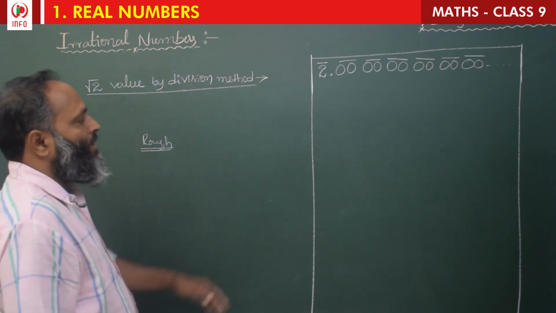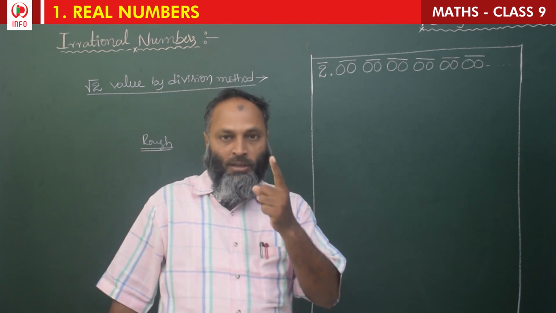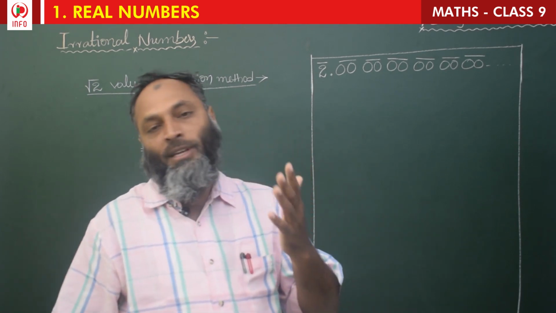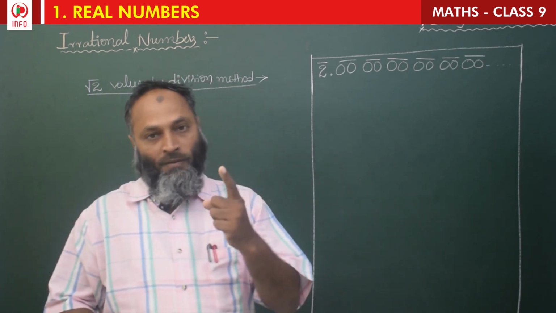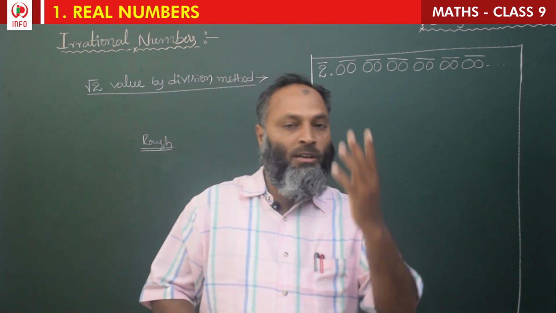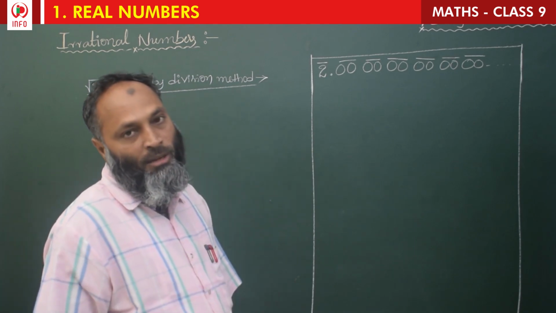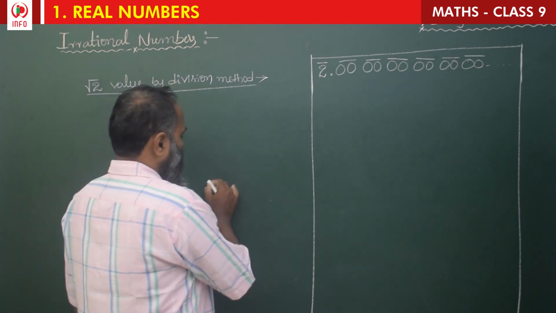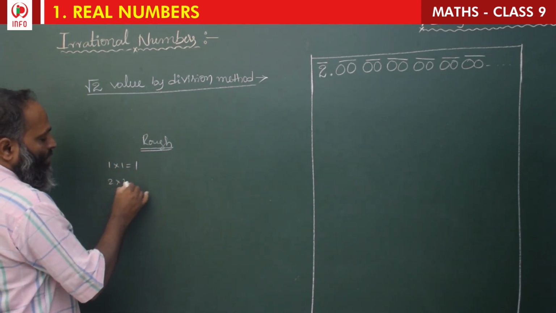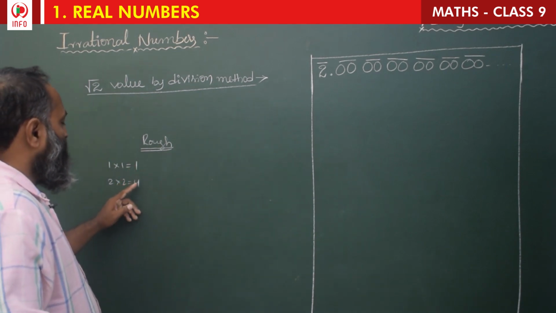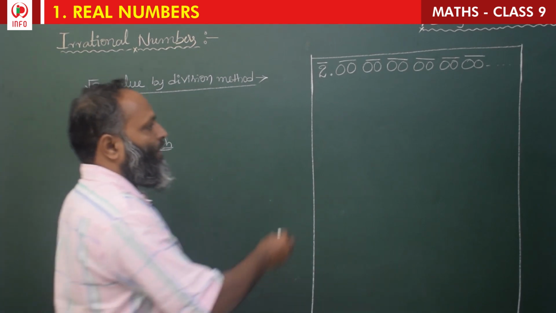First we should take this 2. Where will the 2 go? 1 1s are 1, 2 2s are 4, 3 3s are 9, like this we should check. With the equal number we should multiply. 1 1s are 1, 2 2s are 4, but here we have 2. So it is near to 1 1s are 1, so we should take 1 1s are 1.